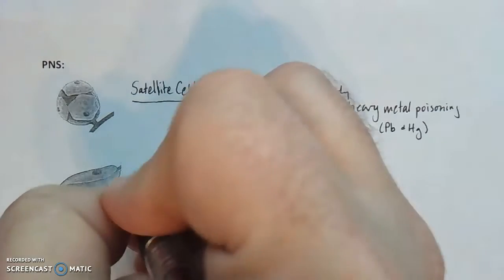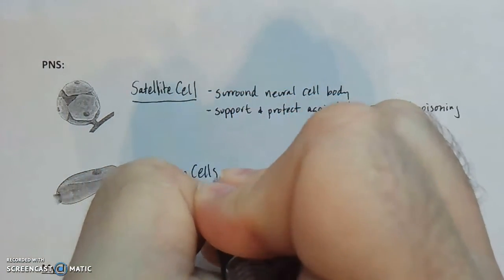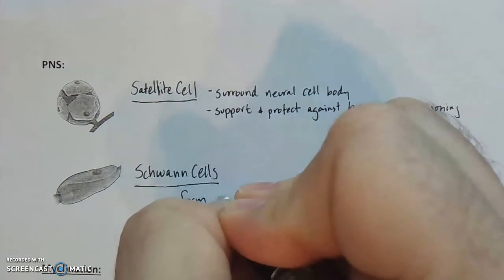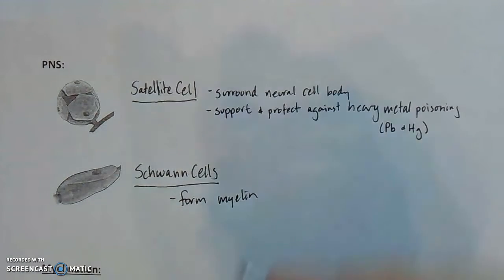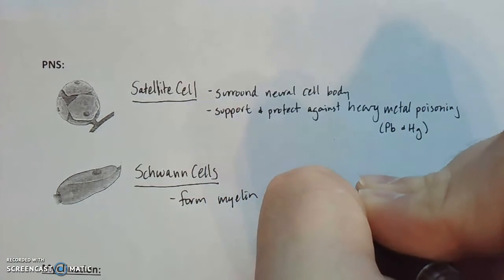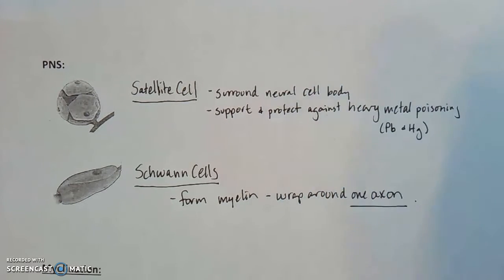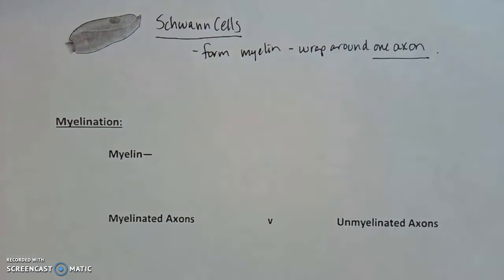The last one we've already mentioned, this is the Schwann cell. These form myelin in the peripheral nervous system, and they only wrap around one axon. So that is different than the oligodendrocytes. So they wrap around one axon. So that is a nice segue into myelin.